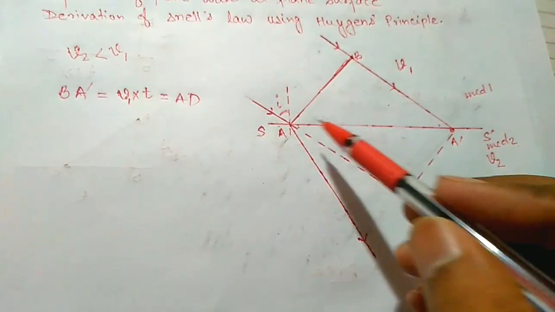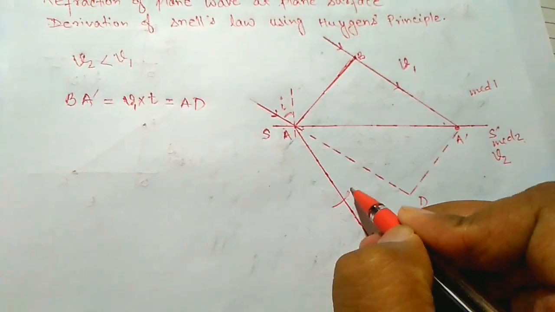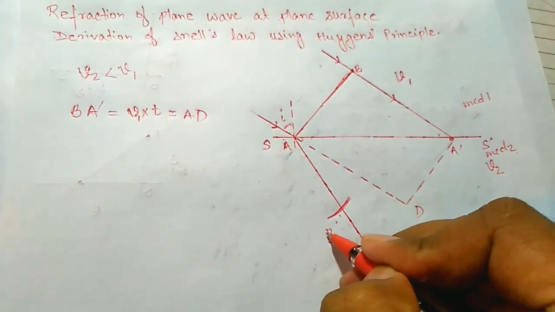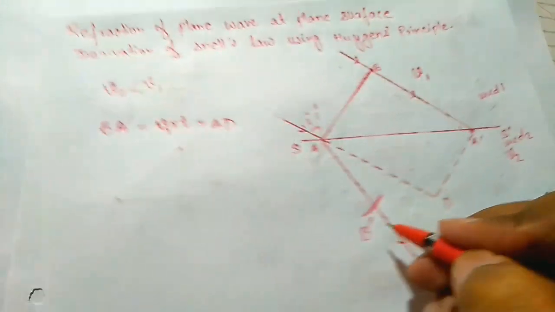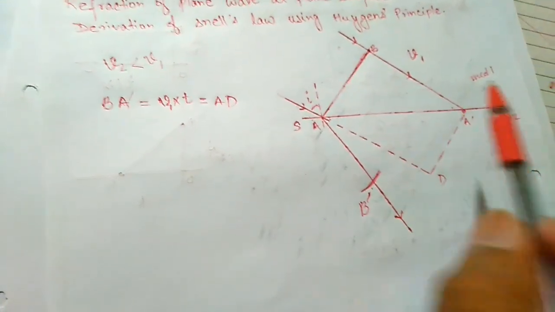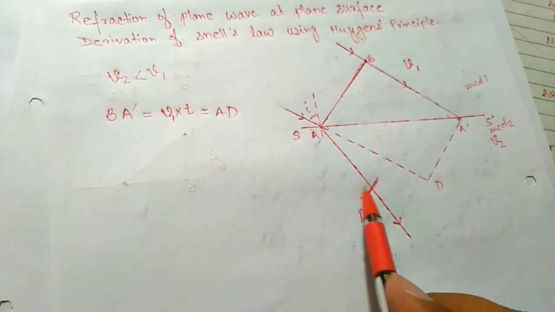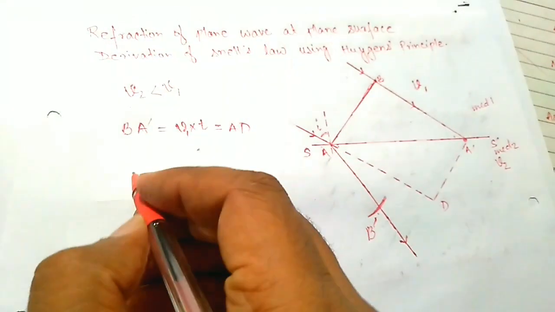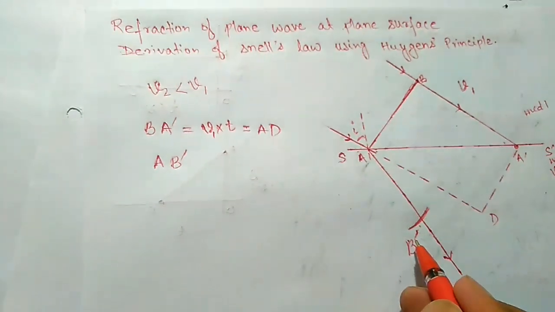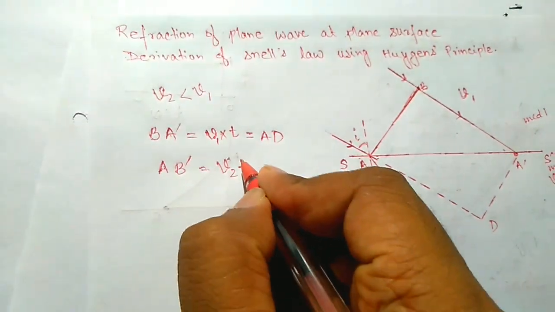So as I said, there will be many secondary wavelets. So I'm taking an arc, and suppose somewhere here, and naming this as B dash, in such a way that the time taken by the light to come from here to here is the same time taken by the light after refraction to come from here to here. So if this is the second medium, we can say AB dash, see here, AB dash is equal to V2T in the second medium.